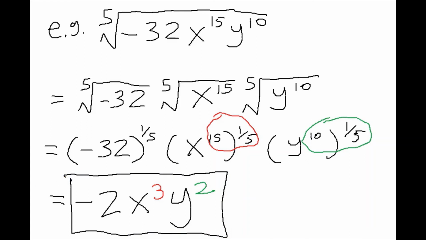How does that look? Okay, now be careful here, because if the index is odd, then it doesn't matter what the radicand is. But if the index is even, then you have to have a positive radicand. Okay, did you catch that?